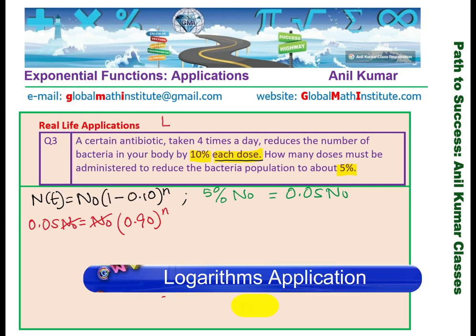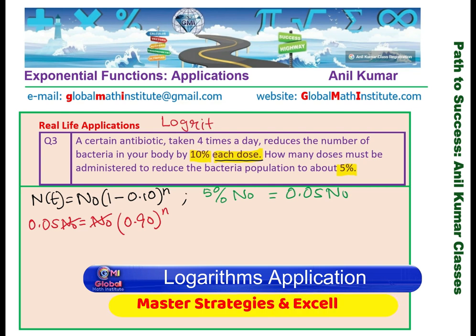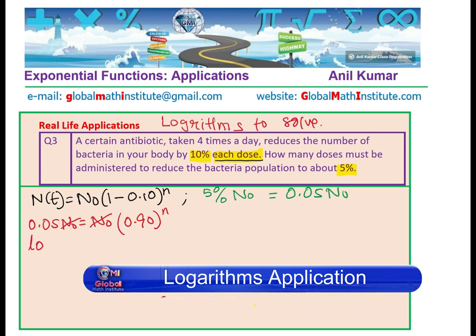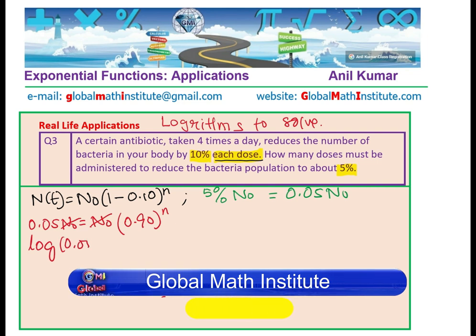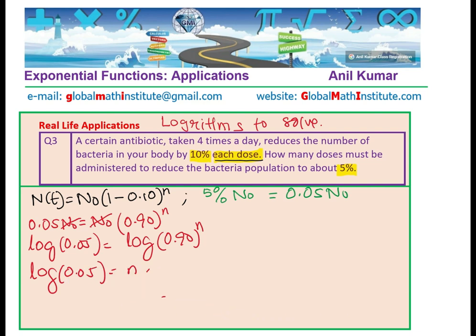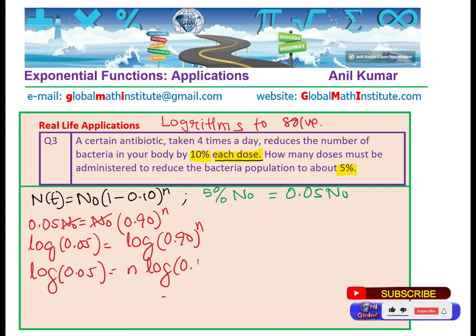So we need to take logarithms to solve. Is that clear to you? So we'll take log both sides. We say log of 0.05 is equal to log of 0.90 to the power of n. So log rules will apply. Log 0.05 equals n times log of 0.90, and we can now find n as a ratio, correct?